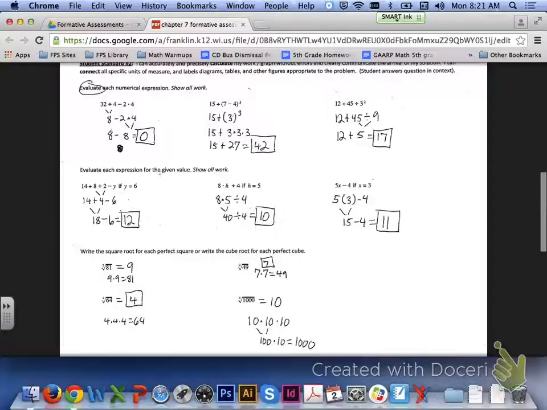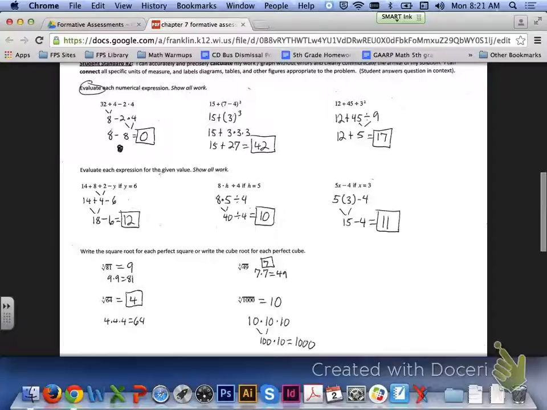You again do exponents first, so 12 plus 45 divided by 9, because 3 multiplied by 3 equals 9. And then the next step would be to divide: 12 plus 45 divided by 9, and 45 divided by 9 equals 5.